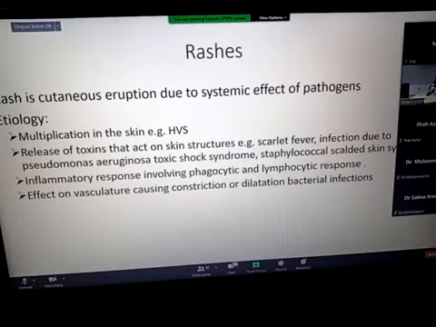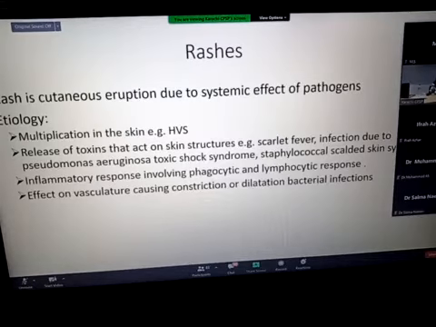Now, there are various mechanisms involved in the etiology of rashes. For example, the organism may multiply in the skin and can lead to rash, such as in herpes simplex virus infection. There may be multiplication of the virus in the skin. Secondly, there may be release of toxins that can act on skin structures. The toxins are basically causing the rash, not the multiplication of the organism.